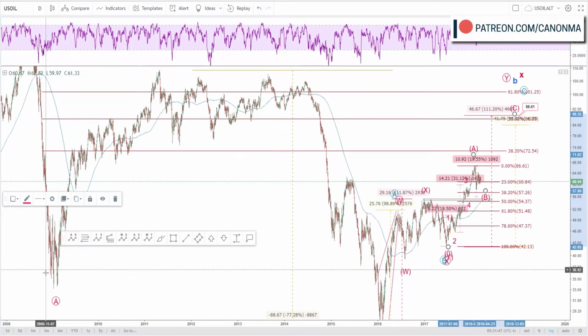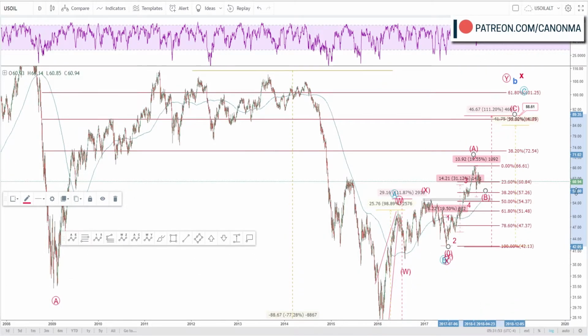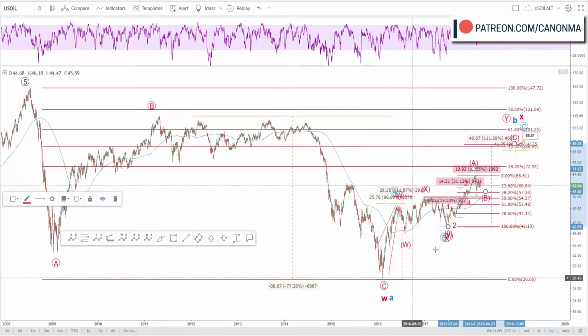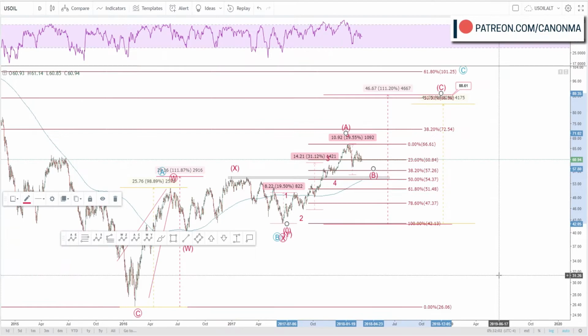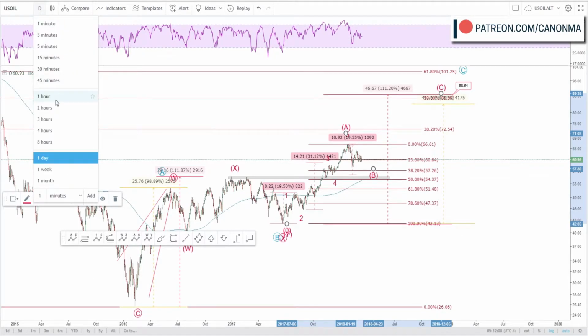I guess even longer term too, I have this as a larger WXY move on a cycle scale. I can even pull this out. W, this being the X wave on the cycle, and then the Y wave coming back down from there, to put that into a little bit better perspective. So let's zoom on into the more important details.